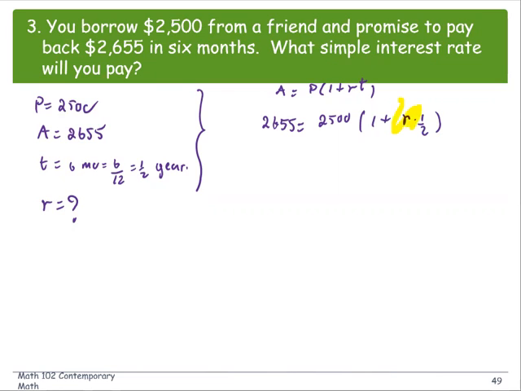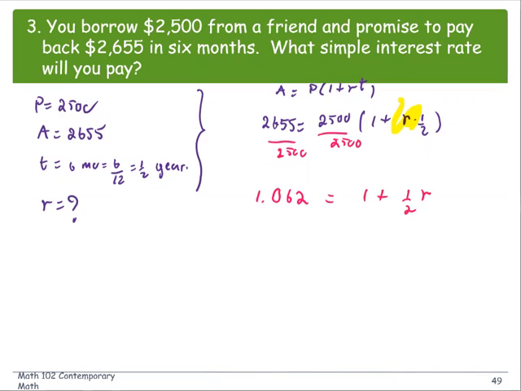When you solve for R, use the same technique as in algebra. Take it one layer at a time. For our case, we're going to start by dividing both sides by 2,500. Then what we have is 2,655 divided by 2,500, which comes out to be 1.062 equals 1 plus 1/2 times R.